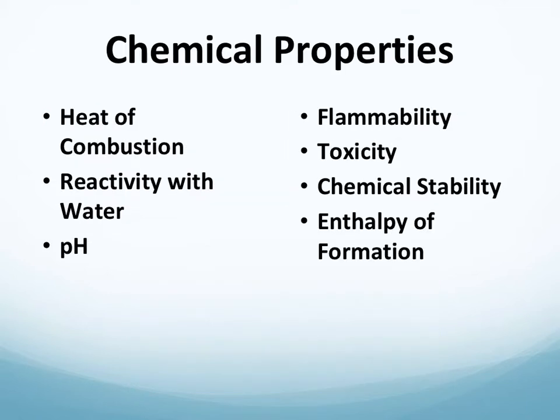So we have heat of combustion. This is basically how hot can something get in order for it to catch on fire. So fire. If it's reactive with water, what the pH is. So this is telling about acidity. Flammability of something, so can it catch fire, or is it fairly fire resistant? Is it toxic? Is it chemically stable versus unstable? Will it break down easily? And then enthalpy of formation, we're going to be talking more about this later in the school year. This is the amount of energy it takes for a chemical substance to form. So when you think enthalpy, think energy.